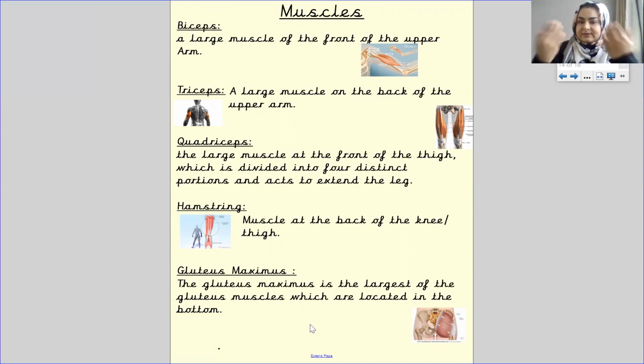Gluteus maximus. And the other word for this is glutes. People use the word glutes. The gluteus maximus is the largest of the gluteus muscles, which are located in the bottom. So these muscles are on the bottom, okay?